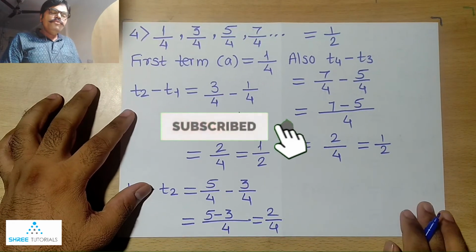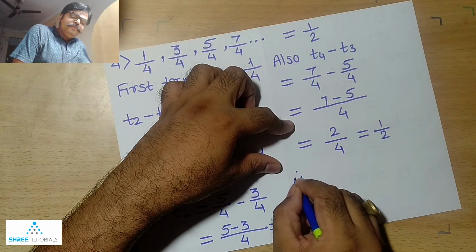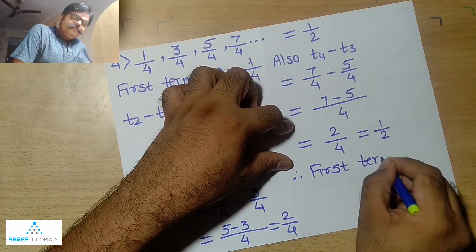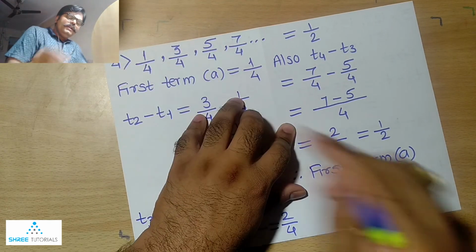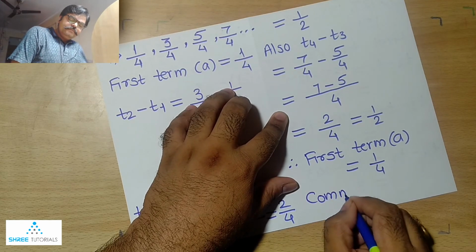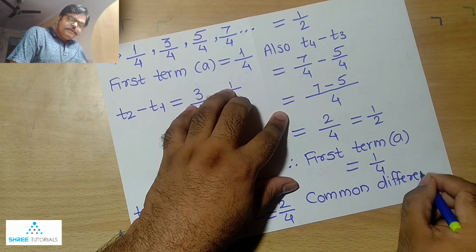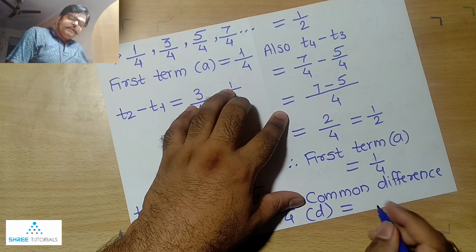Now finally what we can conclude, that means, the first term, that means A, is equal to 1 upon 4, whereas the common difference must be equal to 1 divided by 2.